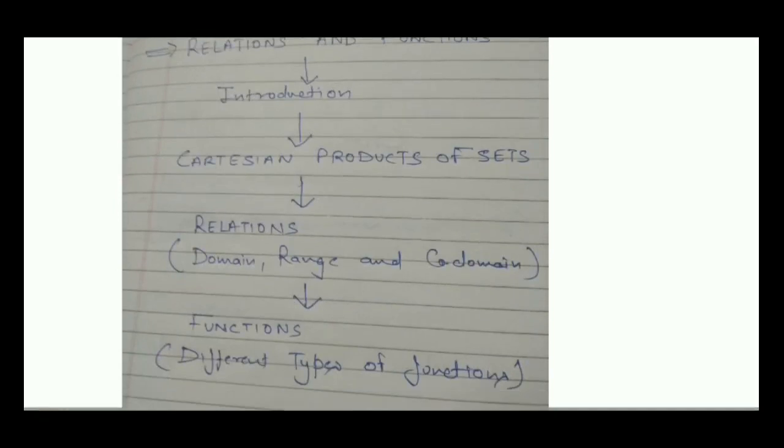After that, we will start relations, and in relations, we will learn how to find the domain, range, and codomain of a relation. And after relations, we will start functions, and in functions, we will identify which relations are said to be functions, and then we will discuss different types of functions.